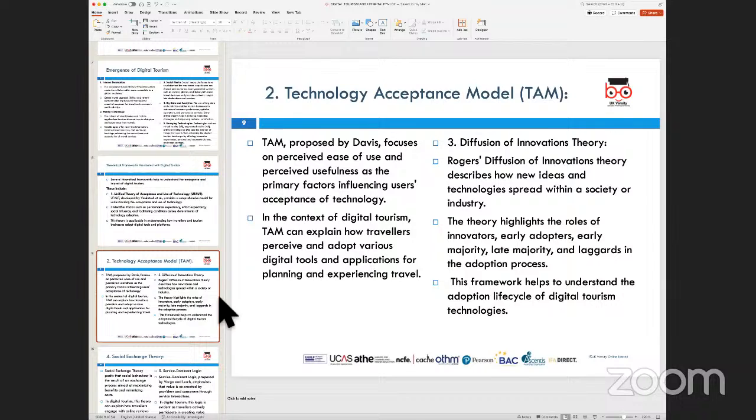Now, the second model that we look at is the technology acceptance model, TAM. This model was initially proposed by Davis and his team. There is a saying in English which says, if it ain't broke, don't fix it. So if things are working well and working okay, that saying suggests that we don't need to do anything extra because things are working well and meet the requirements.